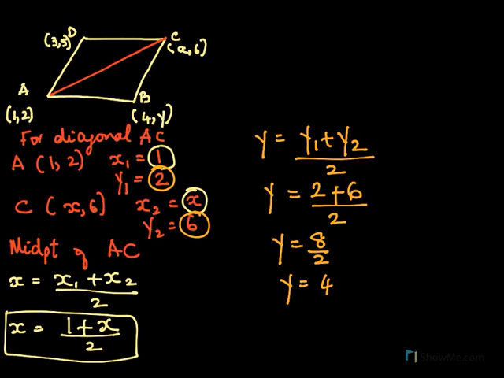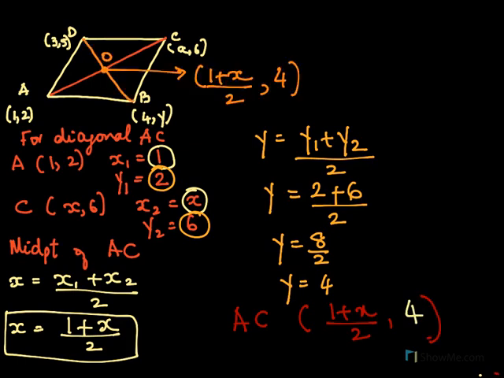So when it comes to AC, the midpoint of AC is (1 plus x) over 2, and the other coordinate is 4. So here basically we found the x coordinate of the midpoint of AC, and then we went ahead and found the y coordinate of the midpoint, which we have done here.